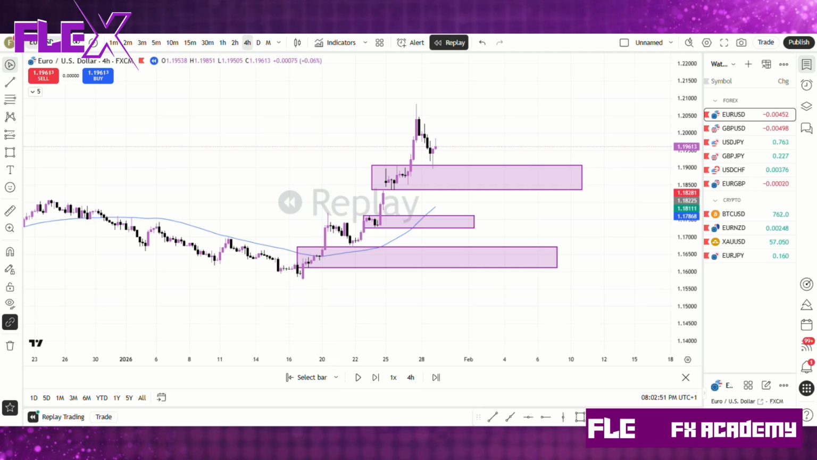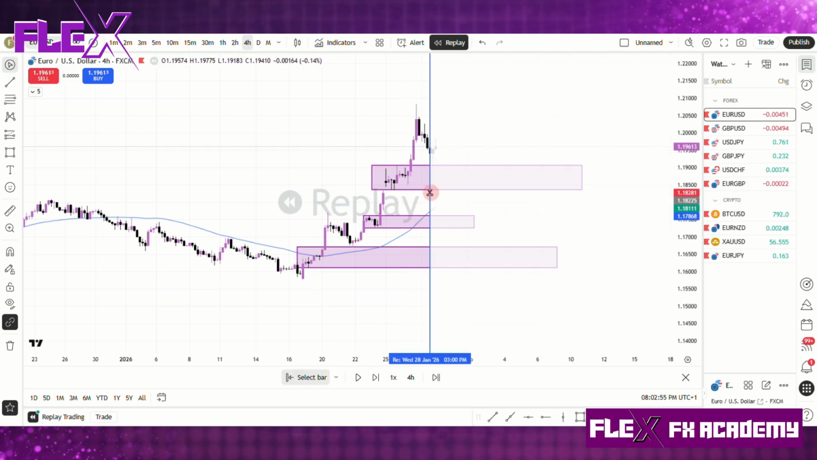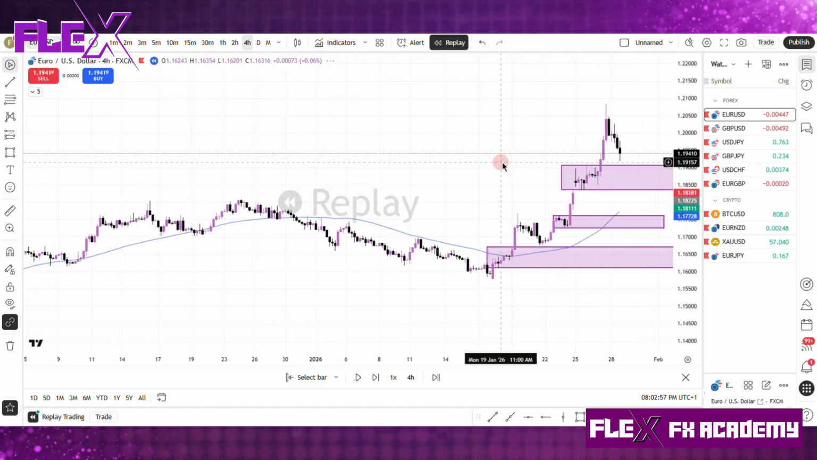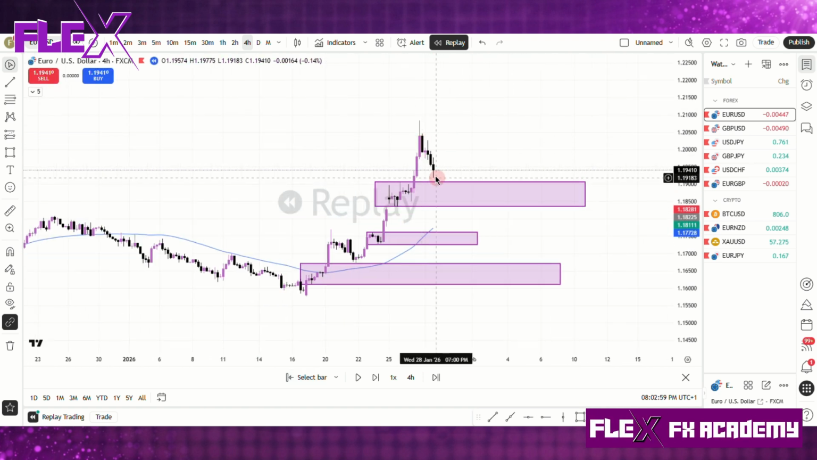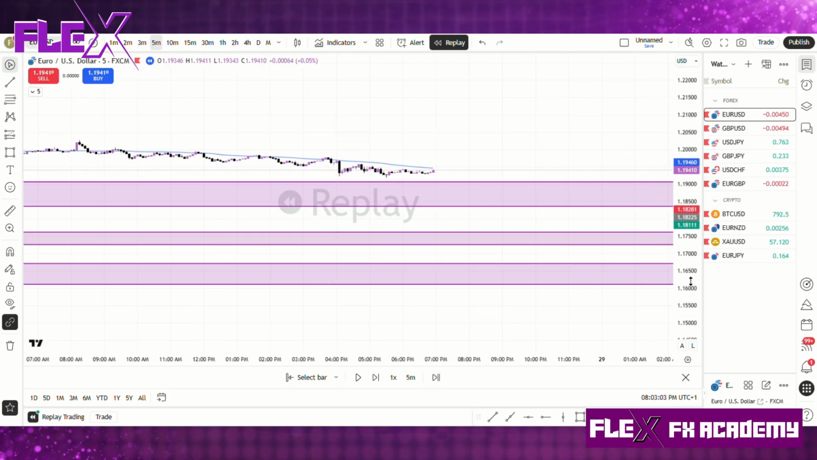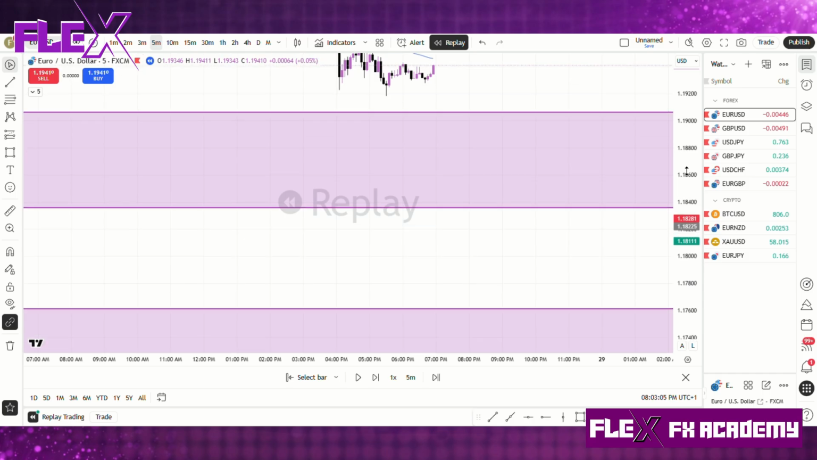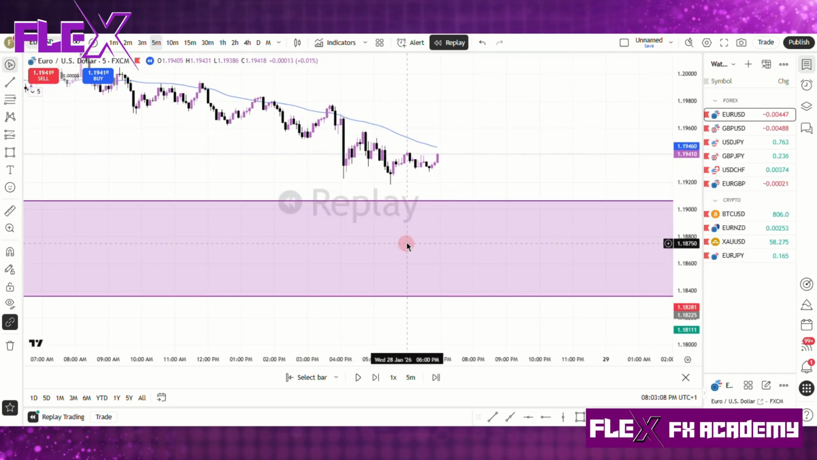So I'm going to use my select bar here and then go back again. Okay, so we've not yet tapped in here. I'll just go down to my 5-minute time frame. On the 5-minute time frame, you can see that we're almost near the zone, so I'll just hold on while the market comes to me.